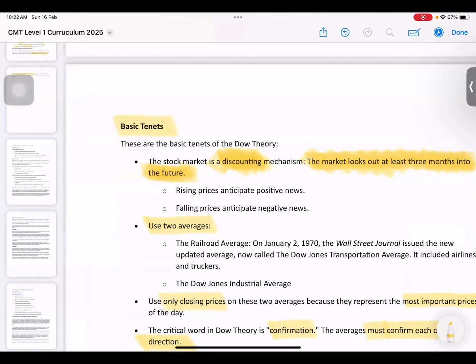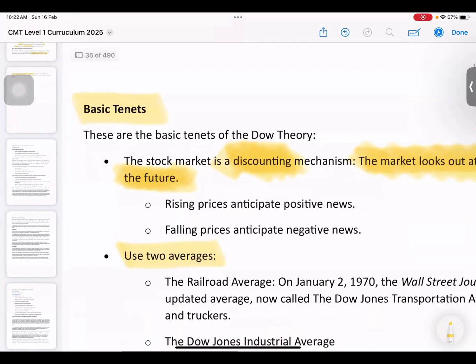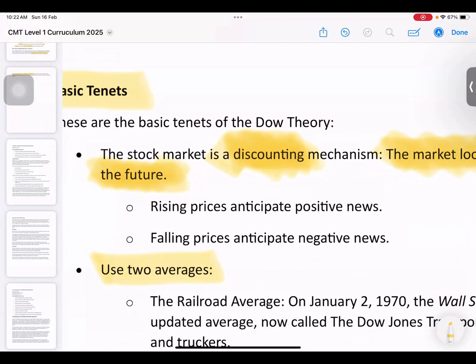Generally speaking, rising prices anticipate positive news. The stock is going to come out with stellar quarterly results, quarterly earnings. The stock is not going to rally on the day of the quarterly earnings. Yes, it will rally on that day, but the rally has already begun many days back. So by the time you come on the day of the quarterly results, it is already too late.